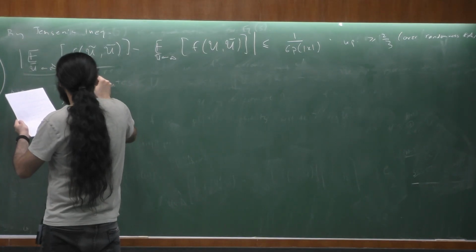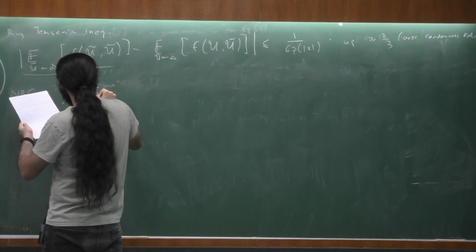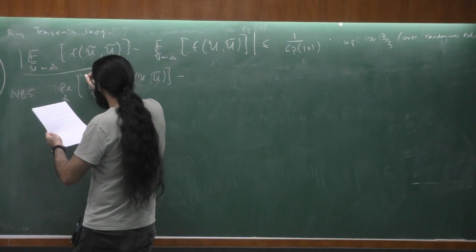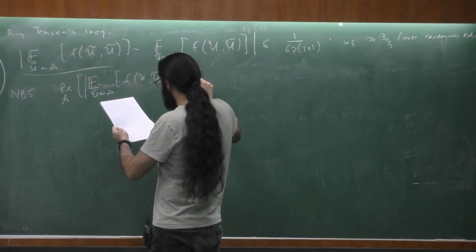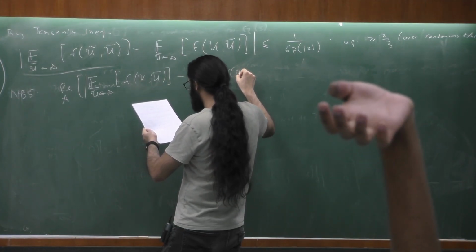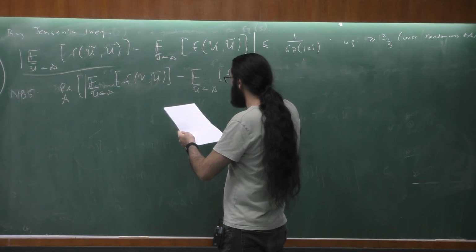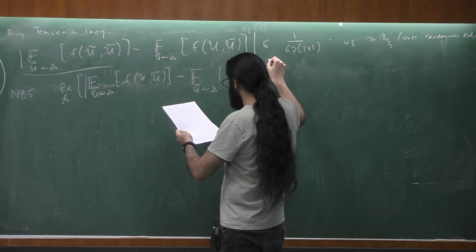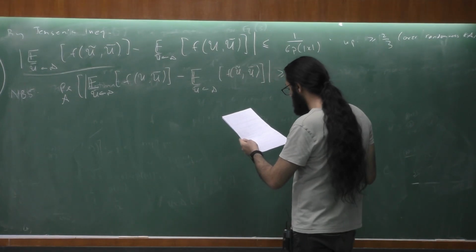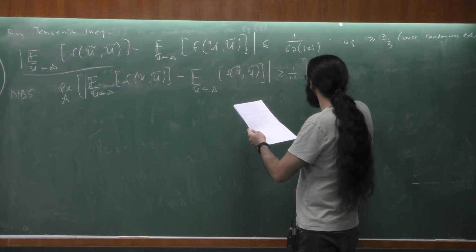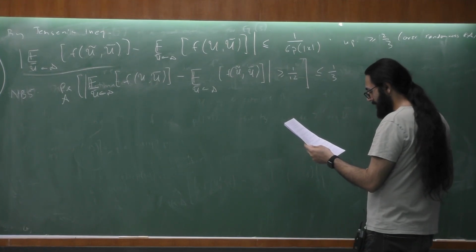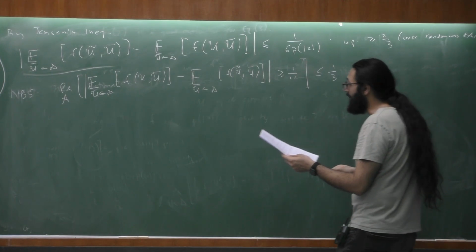Okay, so the expectation over u bar from T of f_u(u bar) in mod being greater than 1 by 12 is at least 1/3. Okay, and why is that?